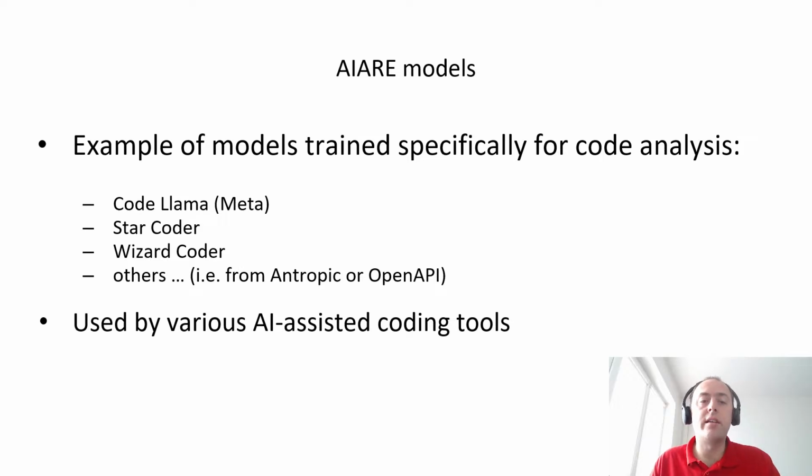Some examples of models that are trained specifically for code analysis are Llama. This is one of the more popular ones from Meta. We have other models like StarCoder, WizardCoder. Other models, for example the ones from Anthropic or OpenAI, are particularly popular. And many of those models are used by different AI-assisted coding tools that we can typically provide in our development environments in the form of plugins or other standalone tools, like even command line clients that allow us to interact with these models.